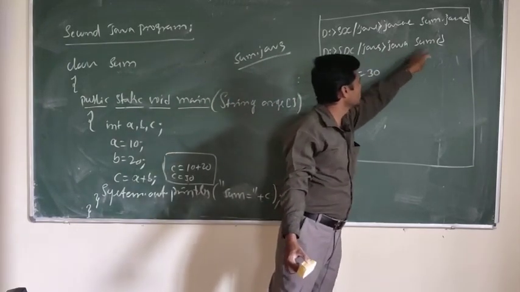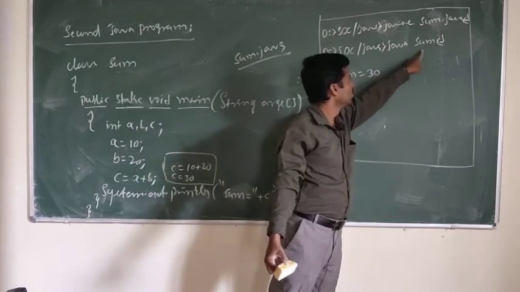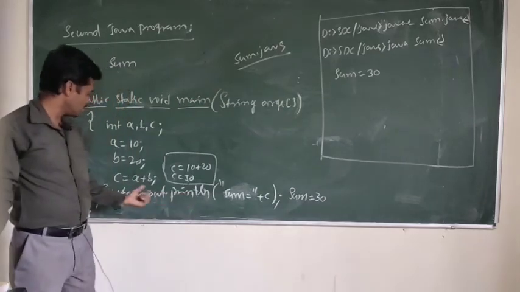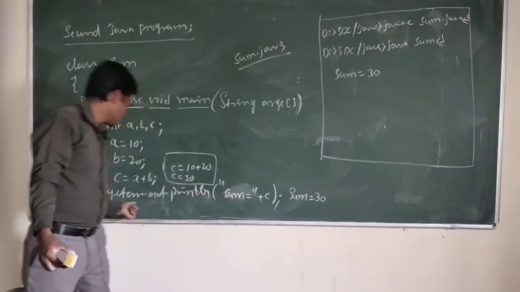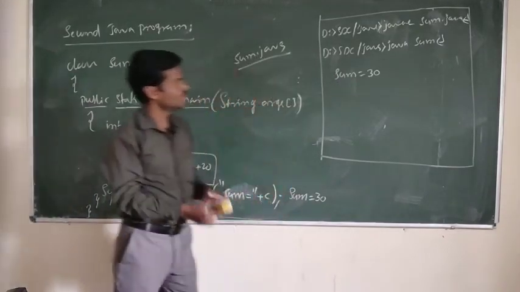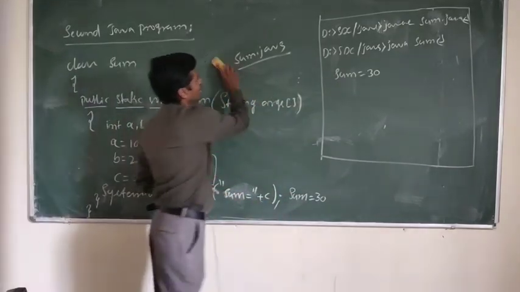Now java space file name, then it will display the output. Whatever output you are going to display in your program using System.out.println will be displayed on the screen. Sum is equal to 30. So this is the second program.